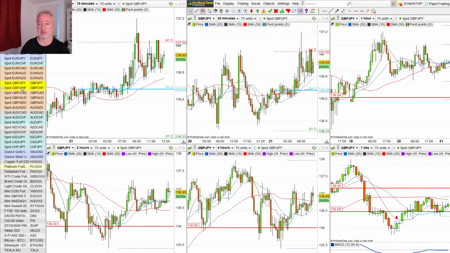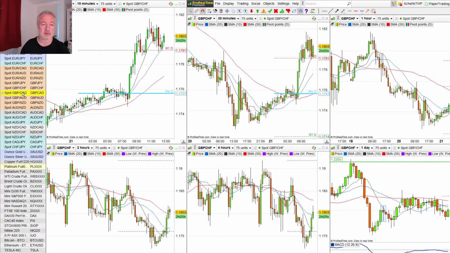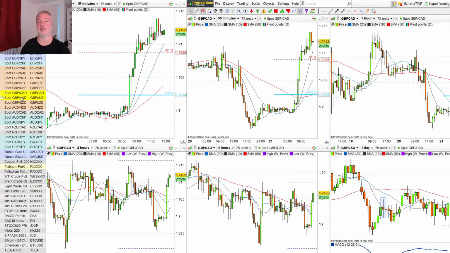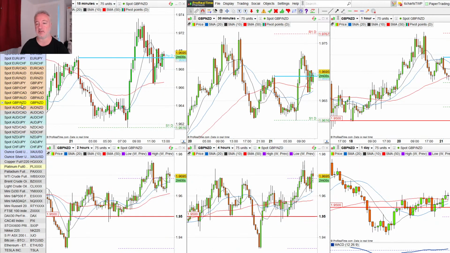Pound Yen climbing a little bit higher. Pound Swissy also climbing a little bit higher. Pound CAD climbing a little bit higher. So you can see the difference. A lot of the Euro charts are dropping down. A lot of the GBP charts are climbing. So right now, GBP is stronger for whatever reason. That daily looks pretty good. So I'm leaning towards the GBP pairs to the upside. Okay, not so much Pound Kiwi.